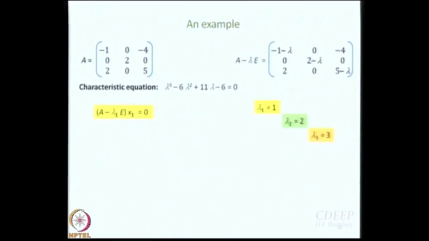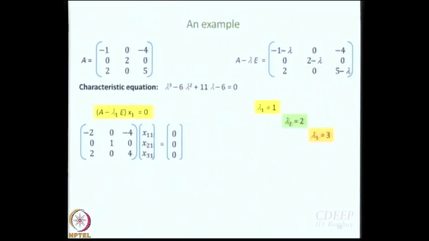Now we can put 1 here. For lambda 1 equal to 1, you just put 1 here, what do you get? What is the matrix? Minus 2, 0, minus 4, 0, 1, 0 and 2, 0, 4. Now see, I am writing x11, x21, x31. Got it now? So, we are working it out for the first eigenvalue, so we are working with the first eigenvector. Of course, nobody has said that this has to be the first eigenvector. You could have taken it to be the second or third, it does not matter. That is in your hands. But the point is, there will be 3 eigenvectors and there will be 3 eigenvalues.